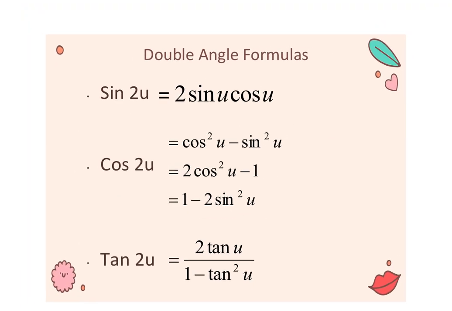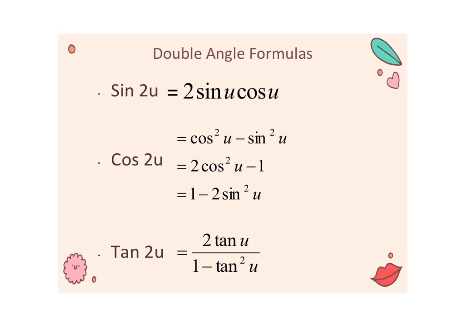Okay, so these are what are called the double angle formulas. We need to memorize sine and cosine; we can ignore tan. The way you can get to these is actually by taking those sum and difference formulas.